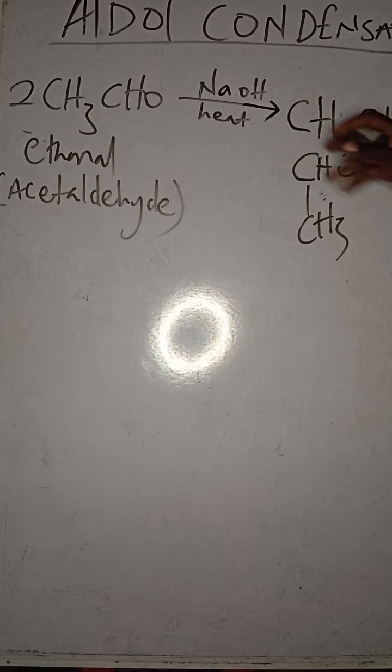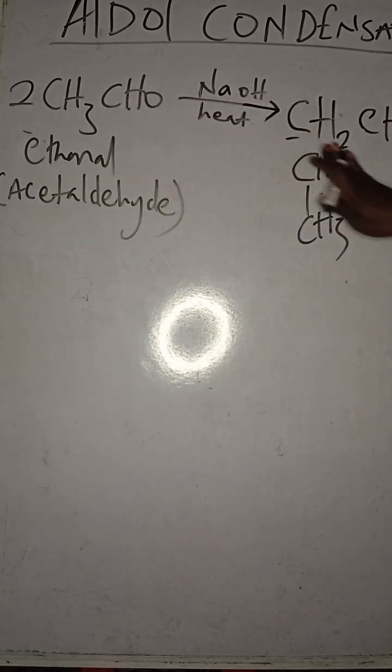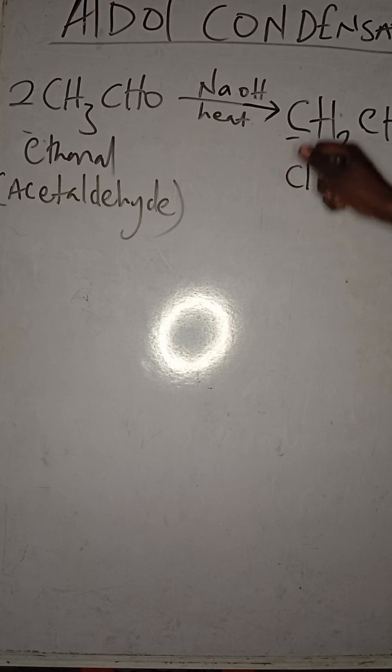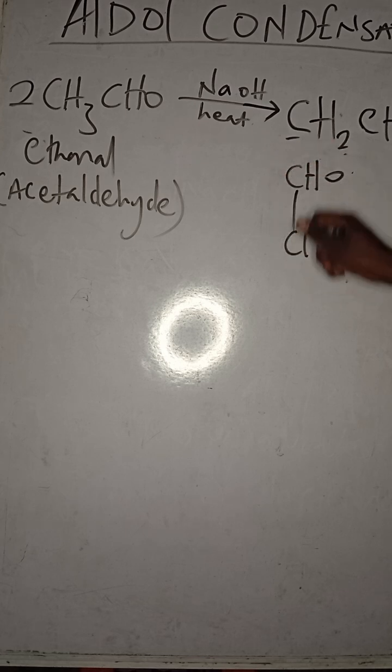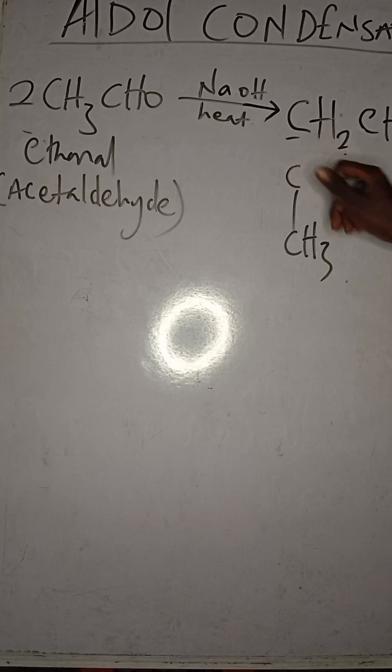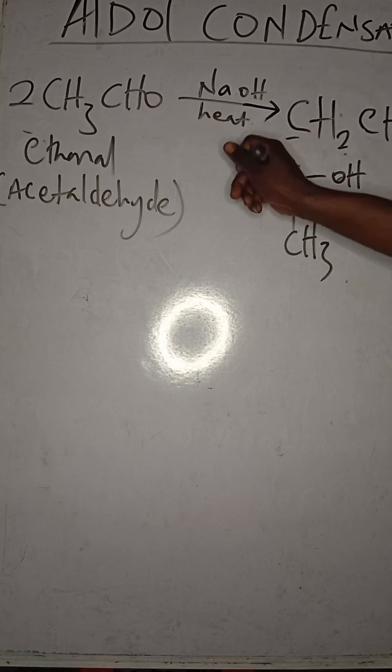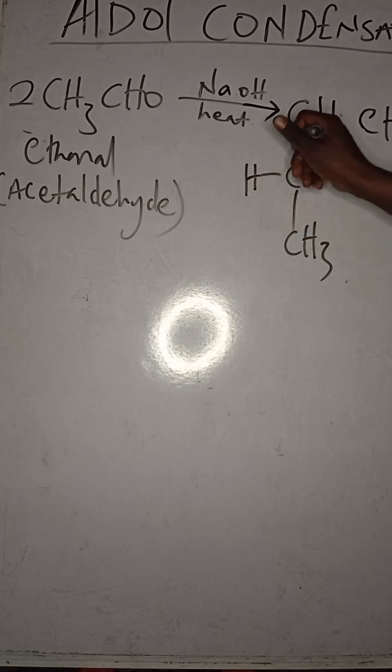Here they are the same compound, so any of them can lose the alpha hydrogen. The first alkanal loses the alpha hydrogen. Then for the second alkanal, CHO CH3, you rearrange the carbonyl compound so that it makes OH. The alpha hydrogen lost here is added here, and we get this. So this is the Aldol.